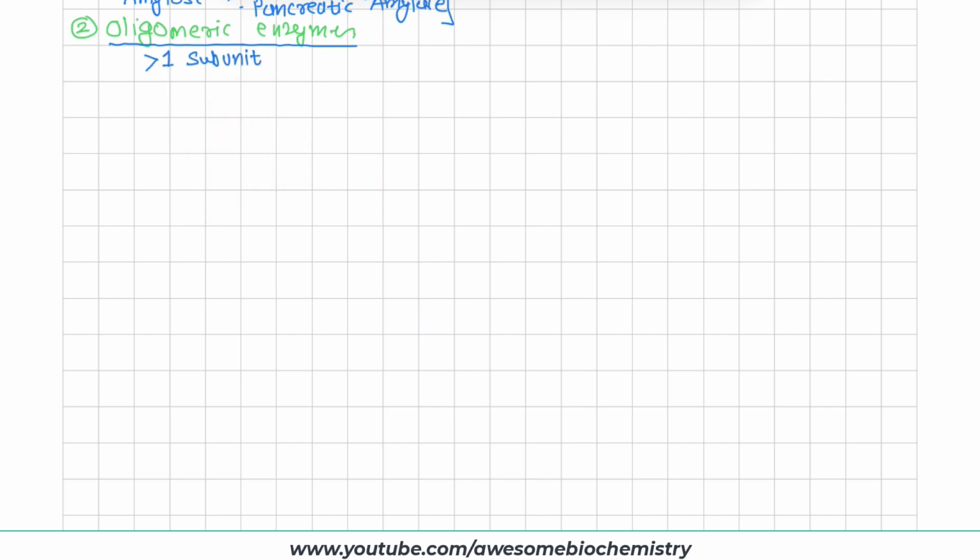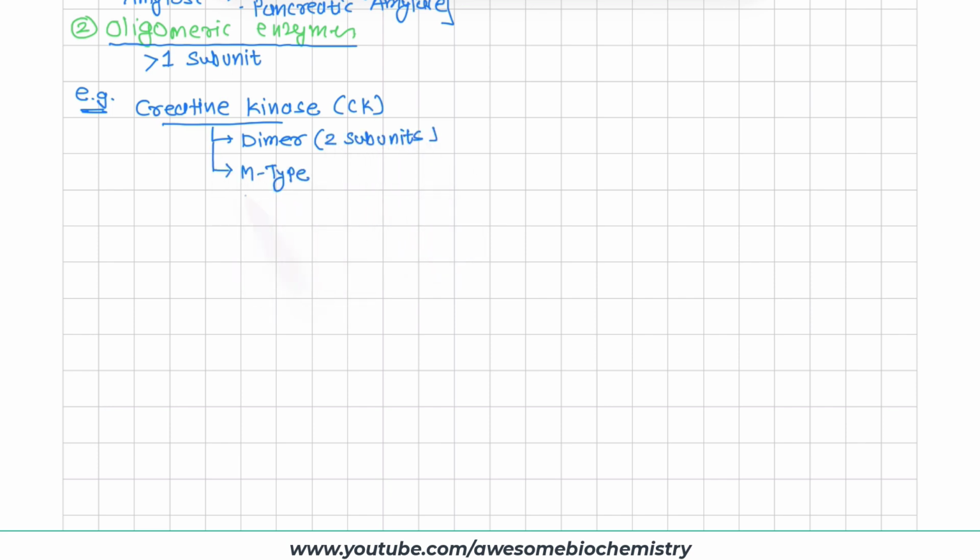Now let's look at the oligomeric enzymes. These are enzymes made of more than one subunit. Each subunit is a separate polypeptide and each can be coded by a different gene. Let's understand this with a very important enzyme, creatine kinase or CK. It exists as a dimer, meaning it's made up of two subunits. Each subunit can be either an M type, which is coded by a gene on chromosome number 19, or a B type, coded by a gene on chromosome number 14.